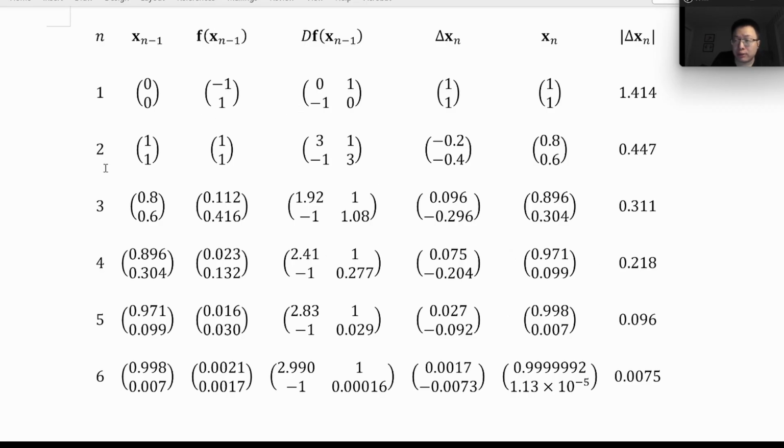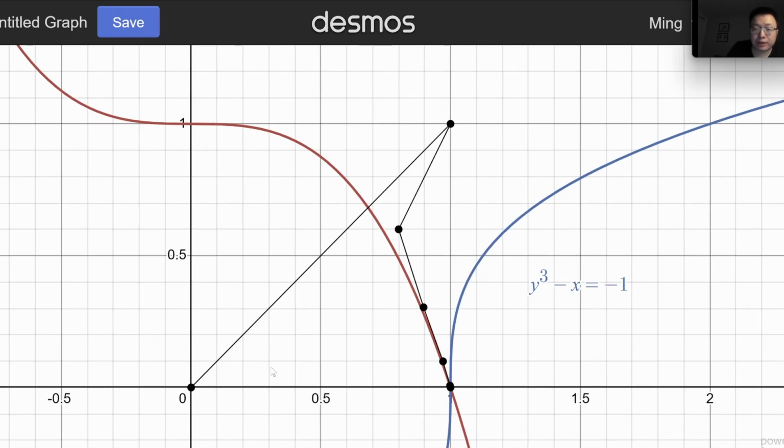If we look at our table, that's exactly the result we obtained from the second iteration. We just do this process over and over again, and at the sixth iteration, the result is extremely close to the exact solution (1, 0). And here's a graphical visualization. I started from (0, 0). The first iteration gives us (1, 1), and the second iteration is (0.8, 0.6). And it just goes closer and closer to the exact solution (1, 0).